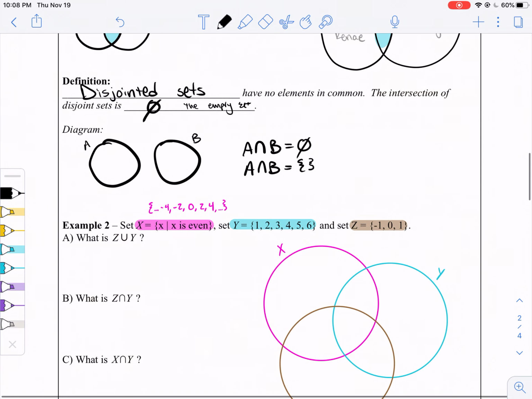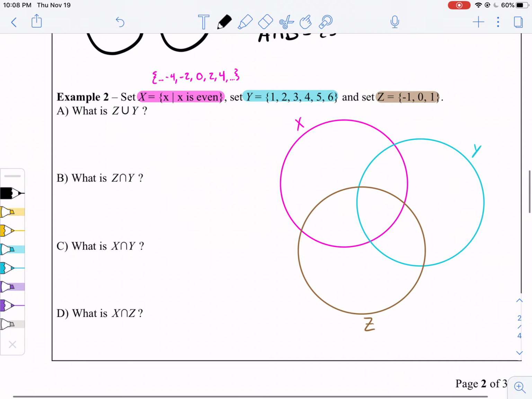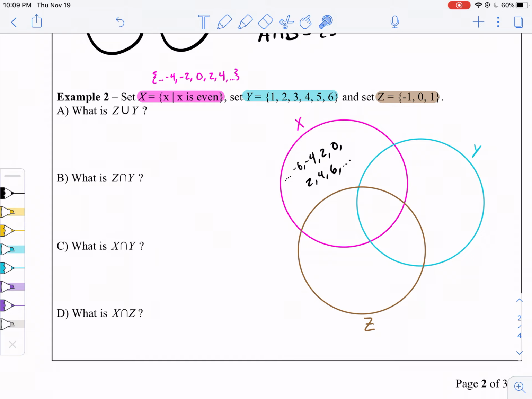So let's deal with another set. Don't need to get upset. Okay, so you have set X is any even number, these guys. That's a lot. I can't write all of them in here because it's literally going to take infinity. So instead what I'm going to do is I'm going to just write negative 6, negative 4, negative 2, 0, new line, 2, 4, 6, etc. Okay? And then in set Y, we have 1, 2, 3, 4, 5, 6. So I can do that. 1, 2, 3, 4, 5, 6.